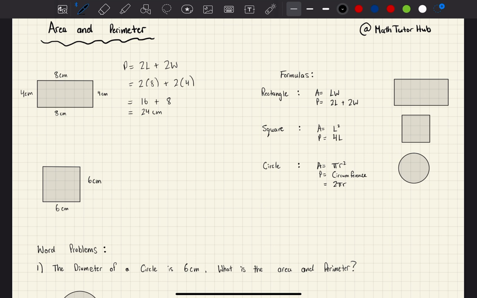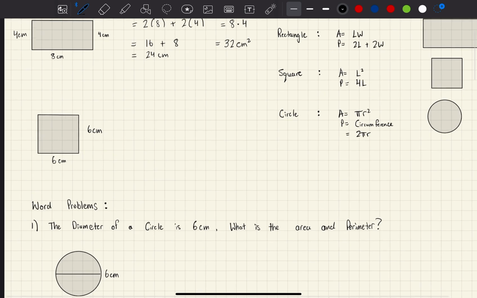Okay, so our next step would be solving for area. So our area, given the formula on the right-hand side, is length times the width. So we can take our length, which is 8 centimeters. We can multiply that by 4 centimeters, which would give us our solution. So 8 times 4 is 32 centimeters squared. It's always important to write squared when we're solving for area as our unit of measure.